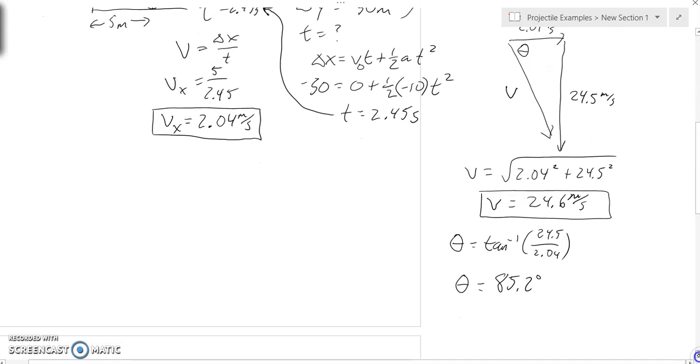Now, I wouldn't just leave it like that. We can be more descriptive with this. So we can say 24.6 meters per second at 85.2 degrees below horizontal. And that clearly shows the direction. So there's our entire answer for question number 1.